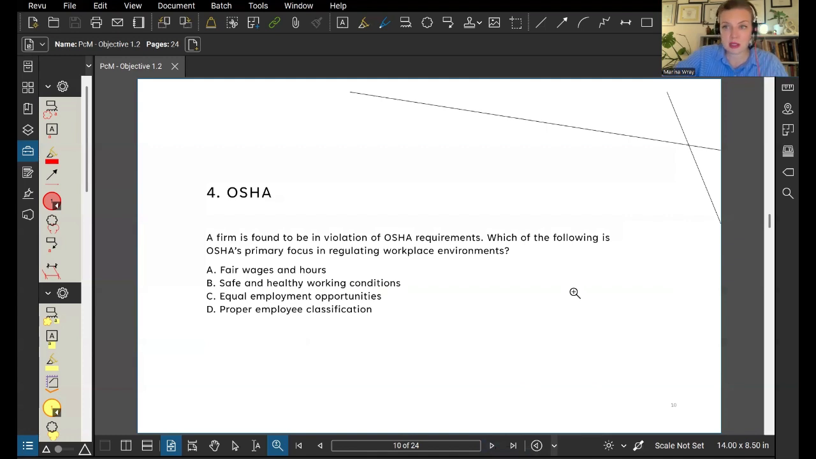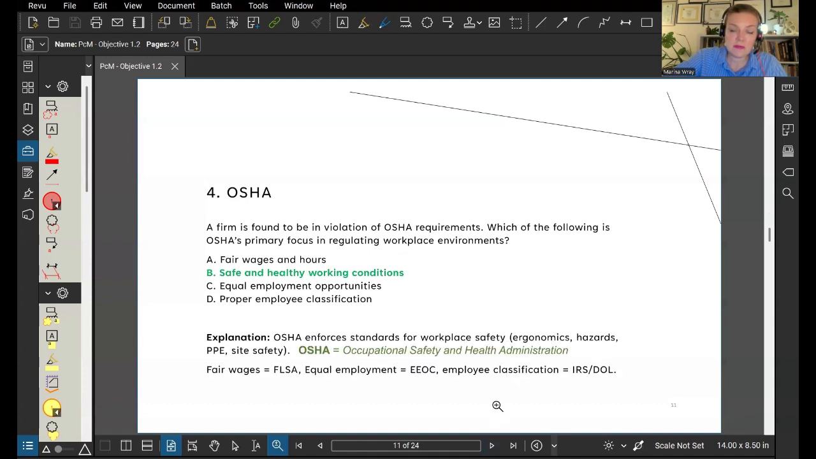Let's go to the next question, and that is about OSHA. A firm is found to be in violation of OSHA requirements. Which of the following is OSHA's primary focus in regulating workplace environments? A. Fair wages and hours. B. Safe and healthy working conditions. C. Equal employment opportunities. Or D. Proper employee classification. So here the correct answer is B. Safe and healthy working conditions.